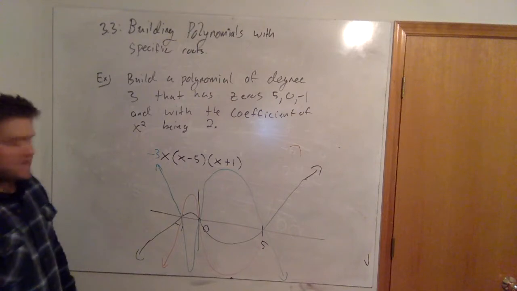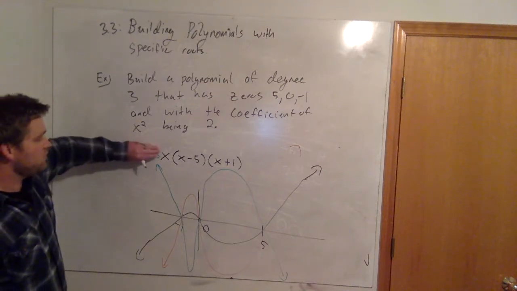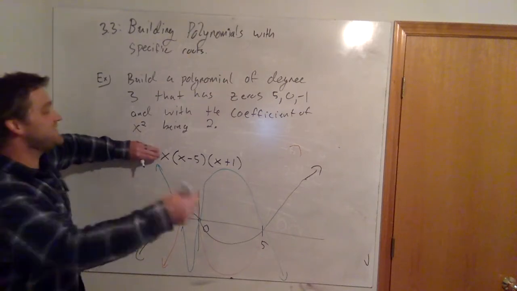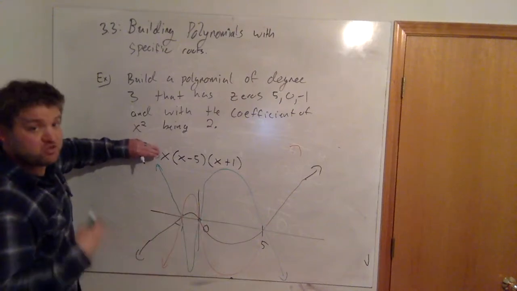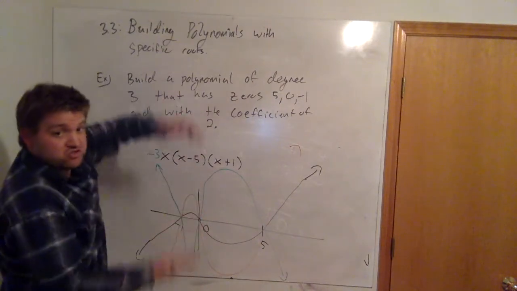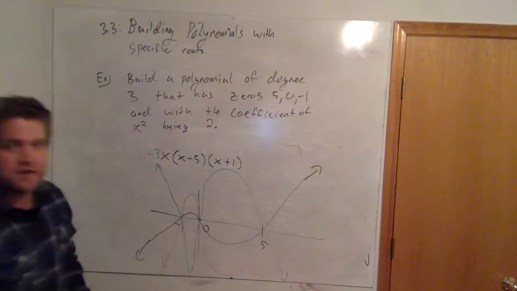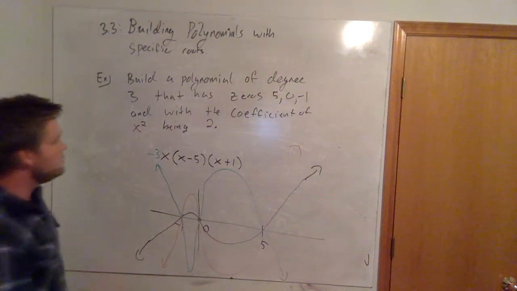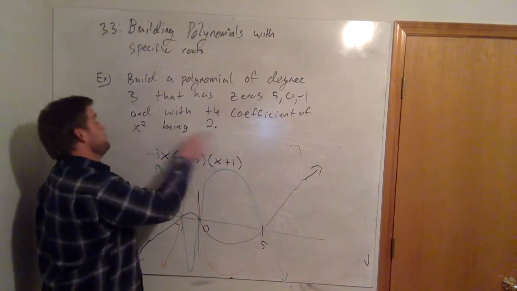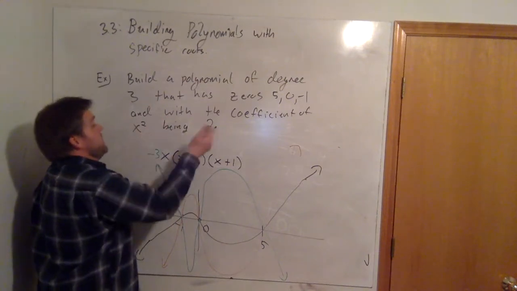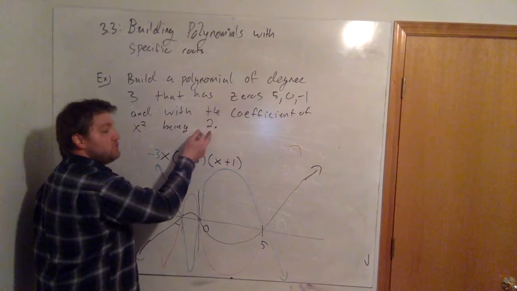So what I'm trying to say here is if a polynomial already has its roots, just by scaling this function does not change where the roots are. All it will do is stretch the graph or possibly reflect it, but it keeps the roots intact. Now we want to use that knowledge to help us figure out how to make sure that the coefficient in front of x squared is 2.